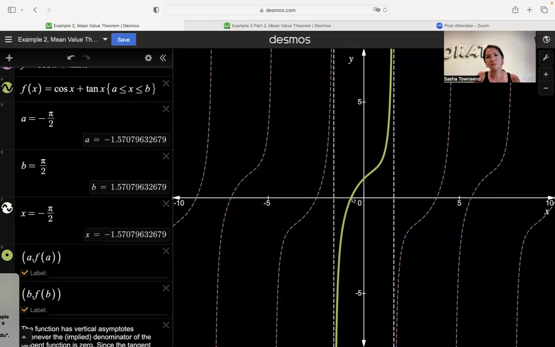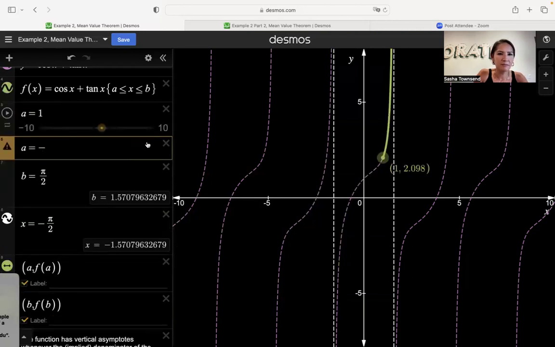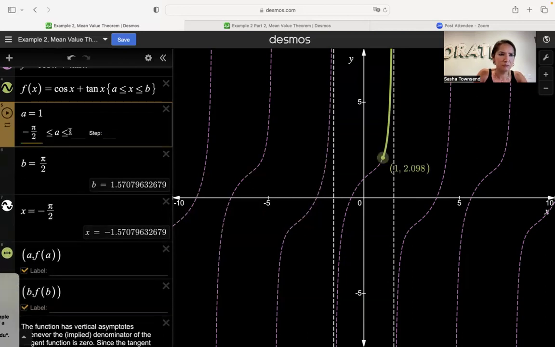But as long as I stay on this branch, or this branch, or this branch, my mean value theorem would apply. But I need my A and B values actually not to be the equations of those asymptotes. I need them to be values in the interval from negative pi over 2 to pi over 2. So I'm going to change this and add a slider for A. And I want the lower bound to be negative pi over 2 and the upper bound to be pi over 2.